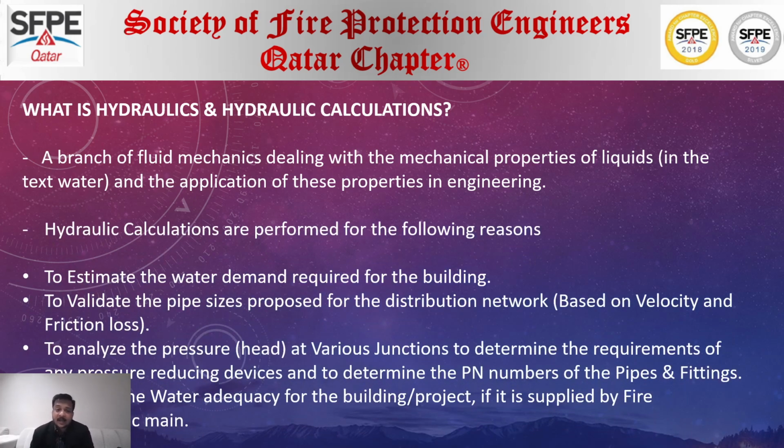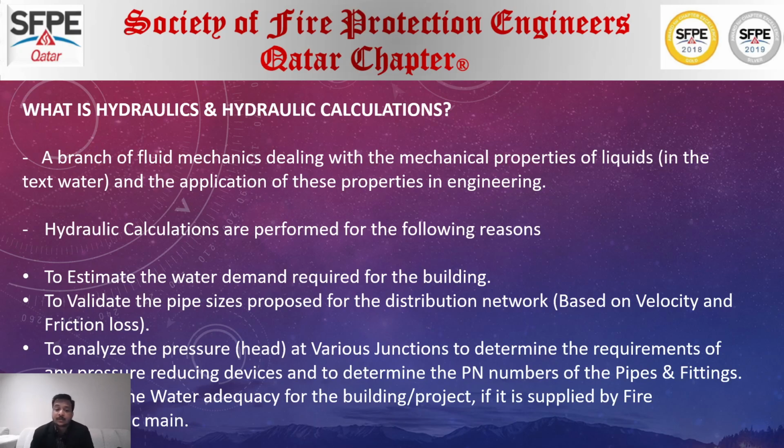So why are we doing the hydraulic calculations for the sprinkler system? In order to estimate the water demand required for the building, to validate the pipe sizes proposed for the distribution network because of the velocity and the friction loss, to analyze the pressure required to select the fire pump, and also to identify the pressure at different junctions of the network, to select the pressure rating of the pipes and fittings, as well as the requirements of a pressure reducing valve where the system pressure exceeds 175 psi, because NFPA 13 mandates installing a pressure reducing valve when the pressure increases to 175 psi.